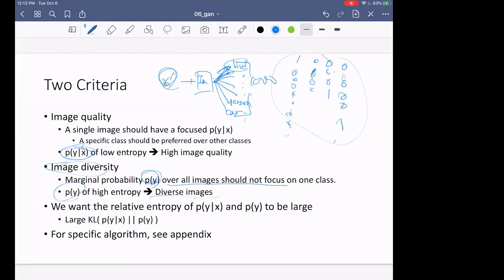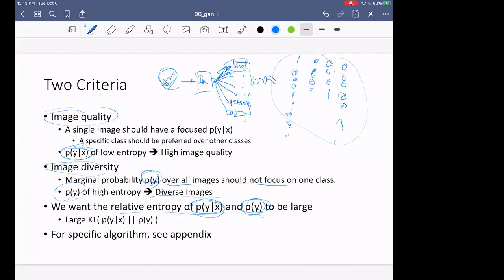You have two aspects that you want to consider when evaluating your set of fake images. In that case, you want to calculate the relative entropy of p(y|x) and p(y) to be large. So you want p(y|x), a single conditional probability, to be low entropy, and your marginal probability to have high entropy.